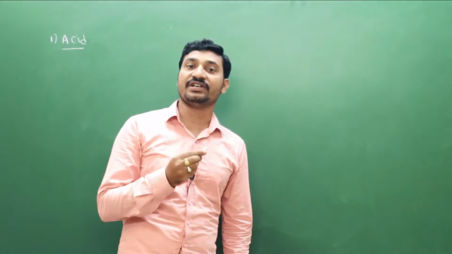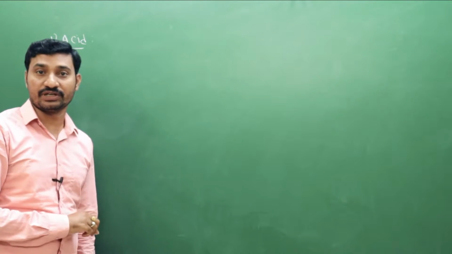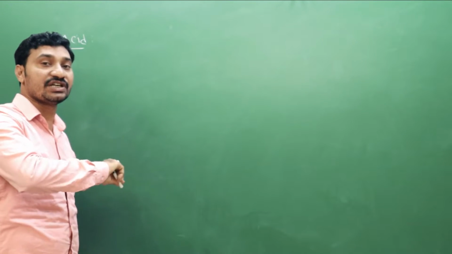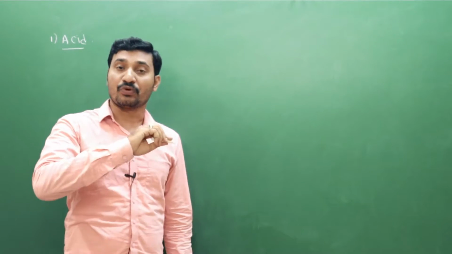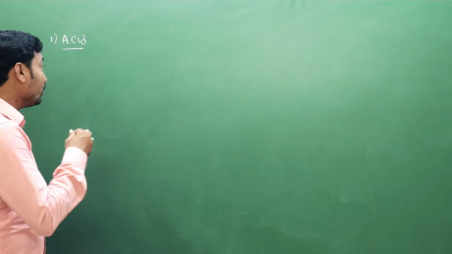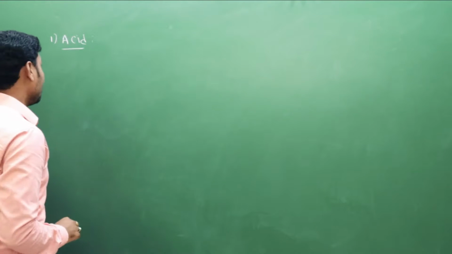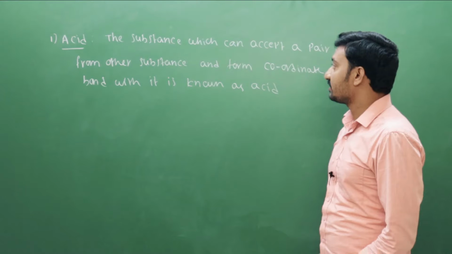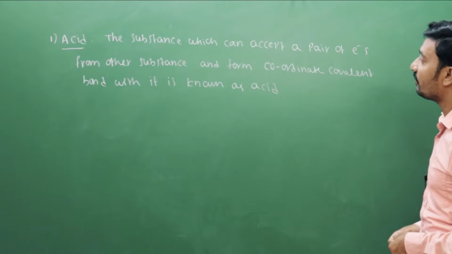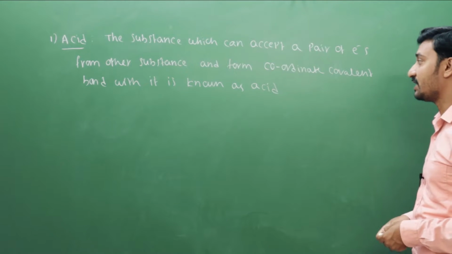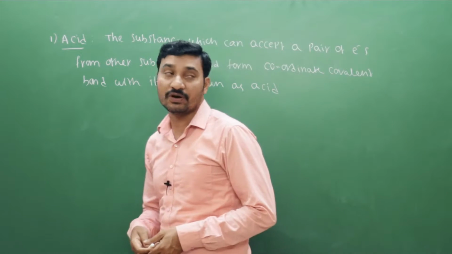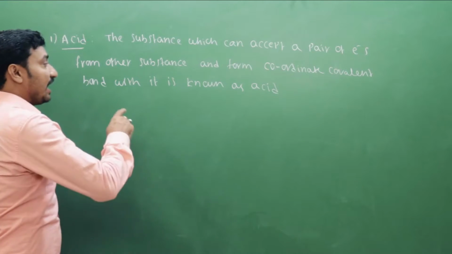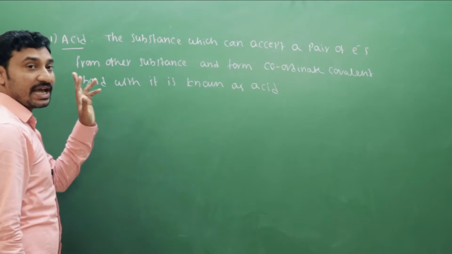According to Lewis theory, an acid is defined as follows. Already we discussed the definitions for acids according to Arrhenius and Bronsted-Lowry. According to Arrhenius, which gives H plus ion in aqueous solution is acid. According to Bronsted-Lowry, proton donor is acid. How did Lewis define acid? According to Lewis, the substance which can accept a pair of electrons from another substance and form a coordinate covalent bond, nothing but a dative bond, with it is known as Lewis acid.